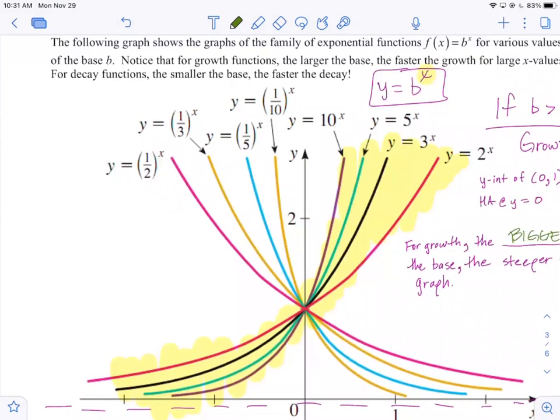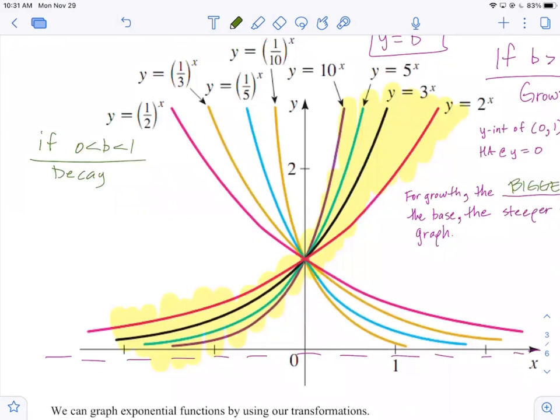All right, now on the other side, if the base is between 0 and 1, I'm just going to call these the unhighlighted ones. If the base is between 0 and 1, then we have decay. And now we're going to say they have the same features, by the way, right? They still have y-intercepts of 0, 1. And they still have a horizontal asymptote at y equals 0. But notice now that it's switched. Now the left end behavior for the decay is infinity and the right end behavior is 0.